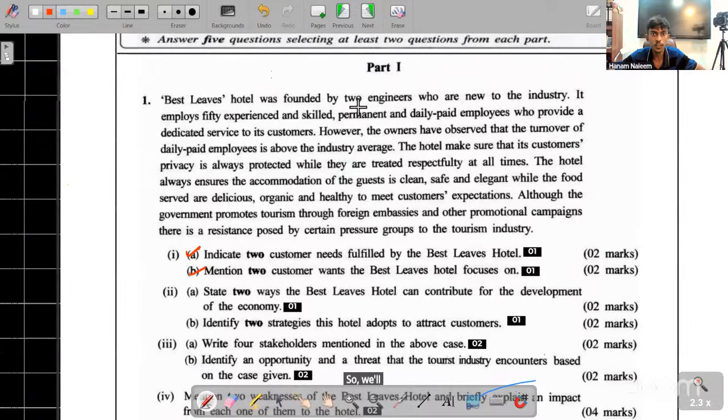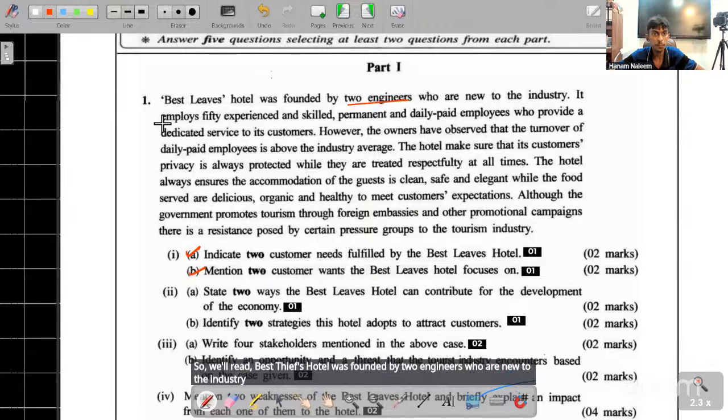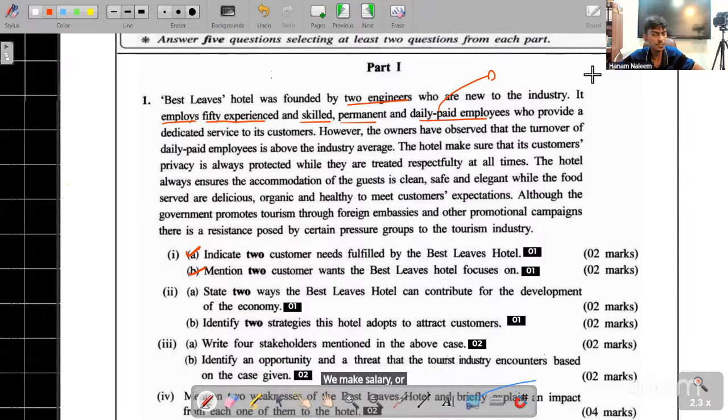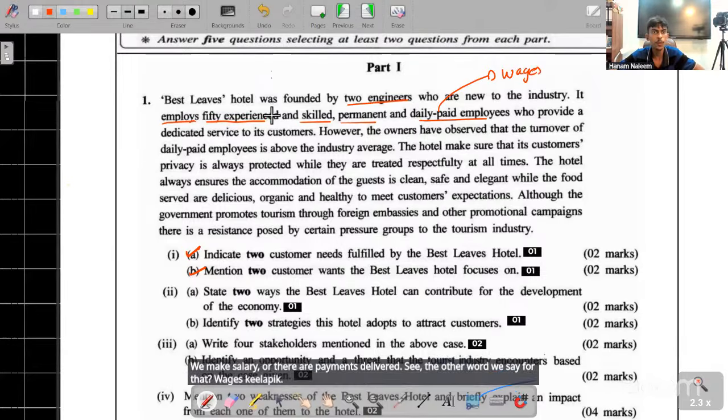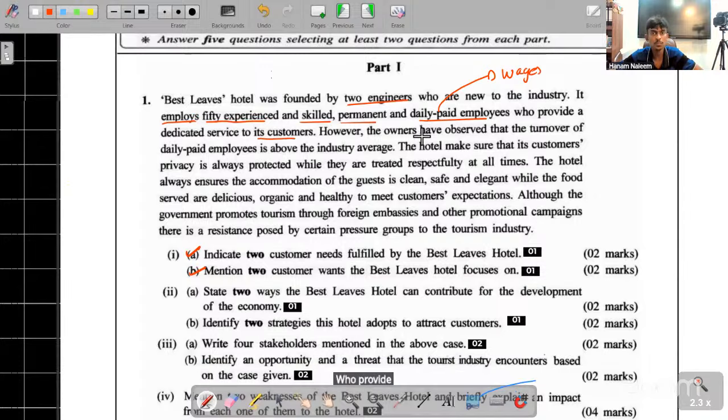Best Leaves Hotel was founded by two engineers who are new to the industry. It employs 50 experienced and skilled permanent daily paid employees who provide. So, what do you say for this daily paid? We make salary or their payments daily. What's the other word we say for that? Wages. Good. Who provide a dedicated service to its customer.